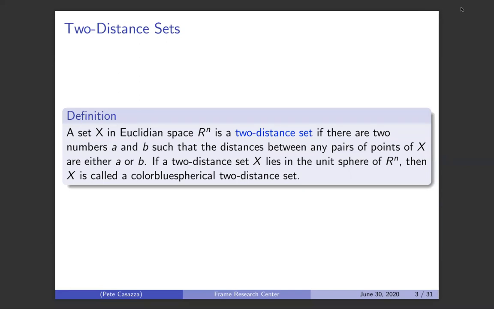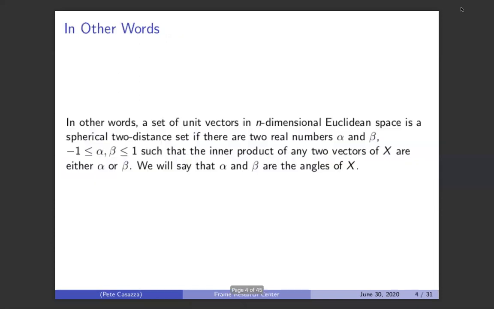Sometimes when they give the definition, A can't be minus B. That is, A and B have to be completely distinct in modulus, although not everybody does that. The point is that a set of vectors in an n-dimensional Euclidean space is a spherical two-distance set if there are two real numbers, alpha and beta, lying between -1 and 1, such that the inner product of any two vectors is either alpha or beta. And we'll call alpha and beta the angles of X.